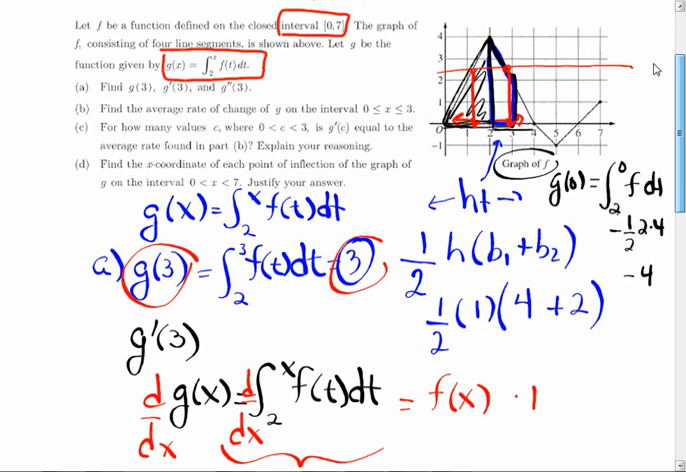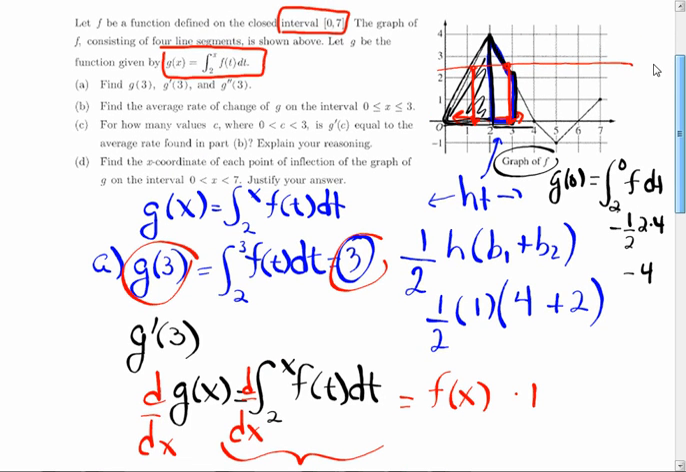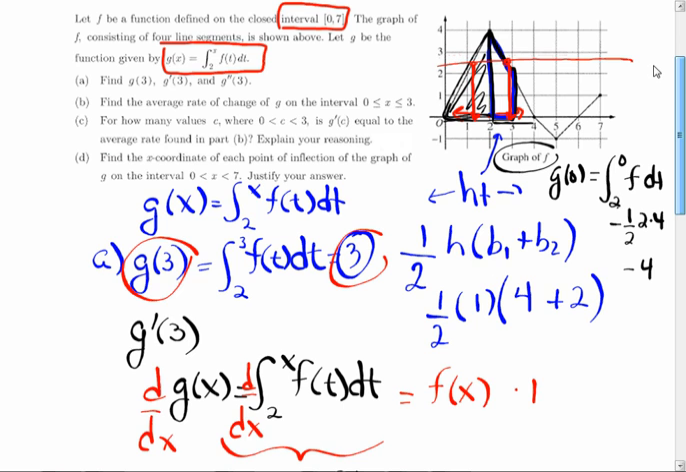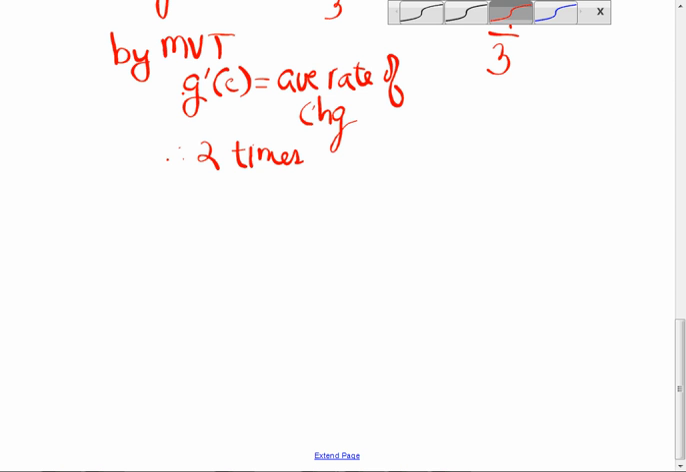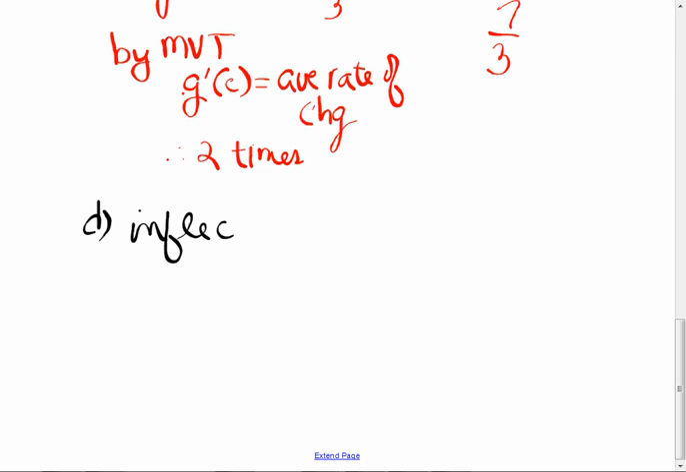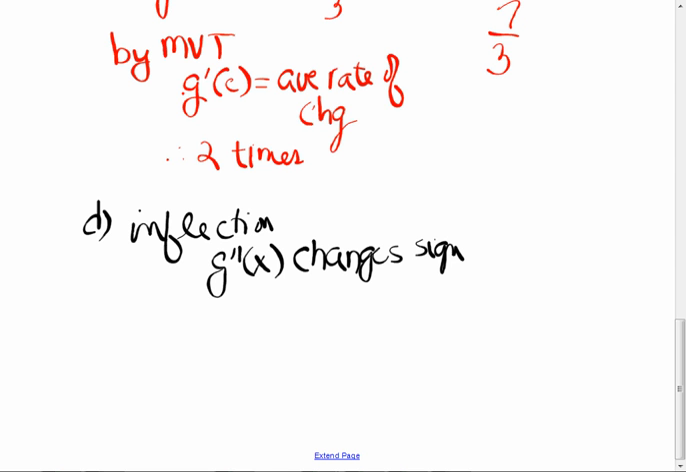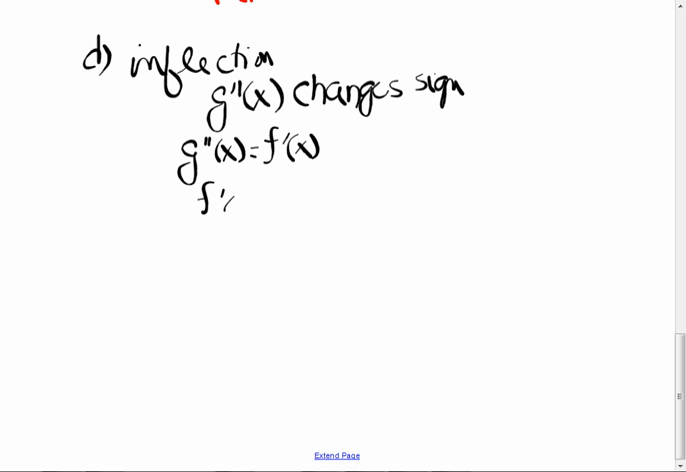Get pretty close though. Okay, D, find the x-coordinate of each point of inflection between 0 and 7. I'm going to justify my answer first because that's how I'm going to figure it out. How do you find inflection points? It's where G double prime of x changes sign. G double prime of x is equal to f prime of x, so I have to see where f prime of x changes sign.